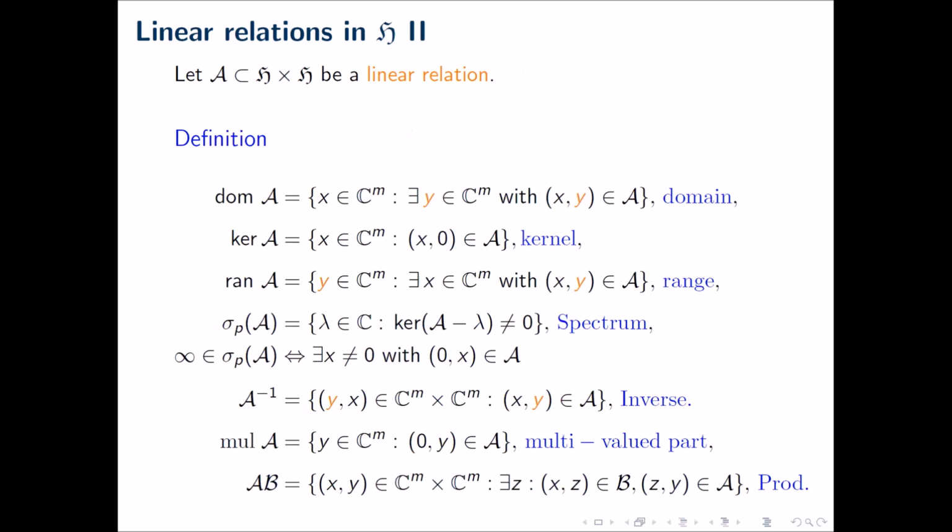Domain is all first entries. No? Kernel goes to 0. Range is all second entries. Spectrum or point spectrum: the kernel is not the 0 vector. What else? This is some special thing with linear relations. We always add infinity, or we consider infinity also to be an eigenvalue.